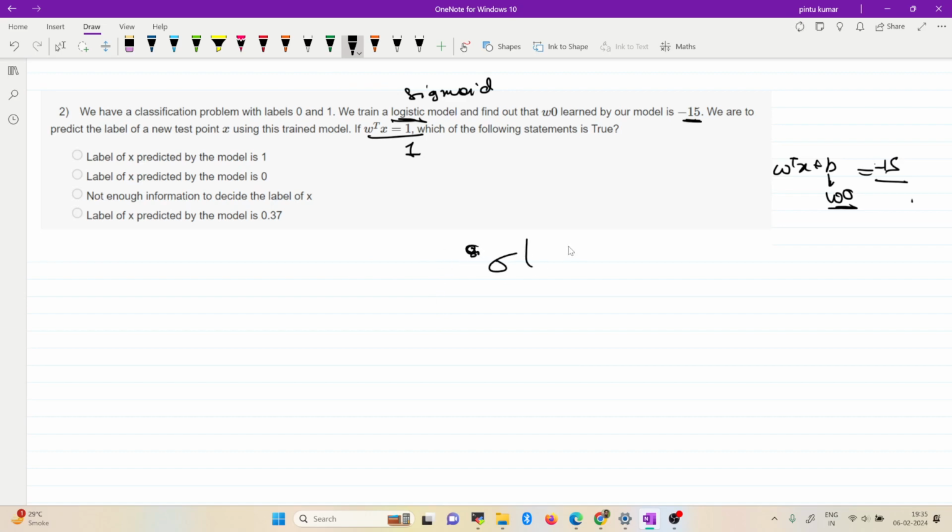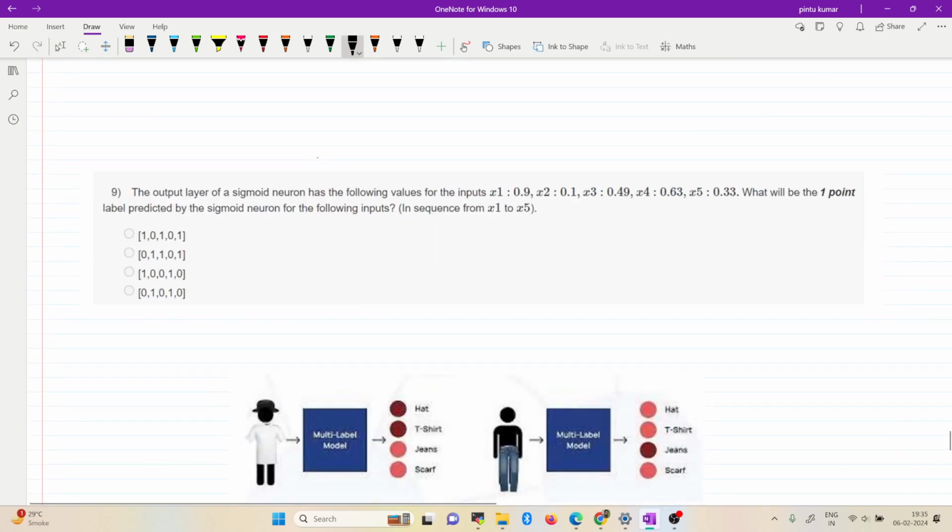So we want to do sigmoid of 1 minus 15, that is sigmoid of minus 14, and you will predict the label to be 0, because you will get a very small value close to 0 from here. You will not get exactly 0, but when you get a value very close to 0, you predict your label to be 0. This is what happens.